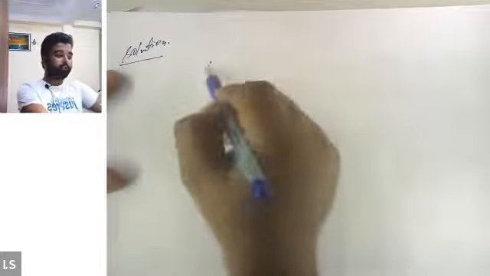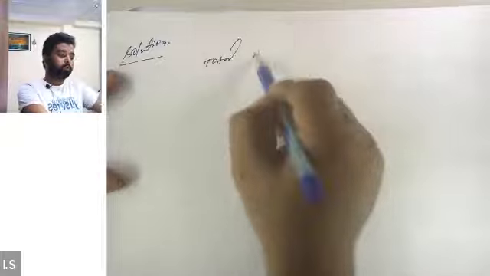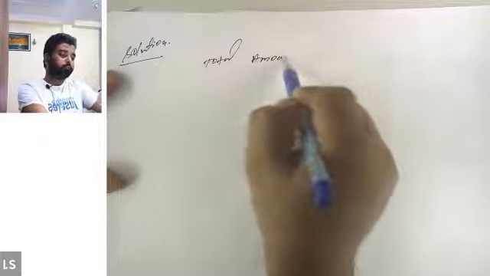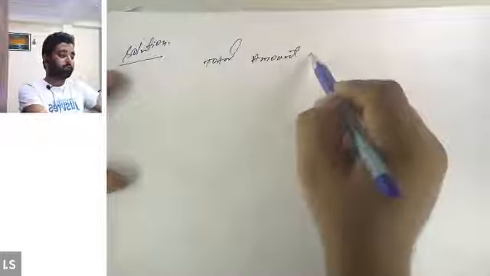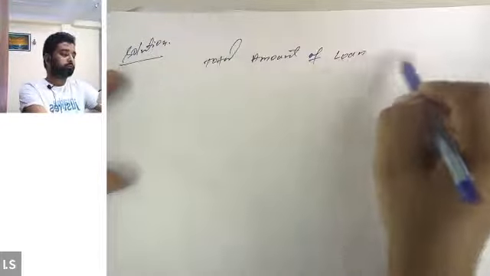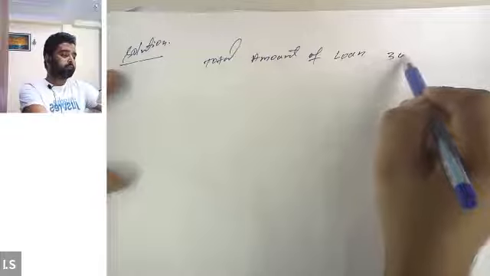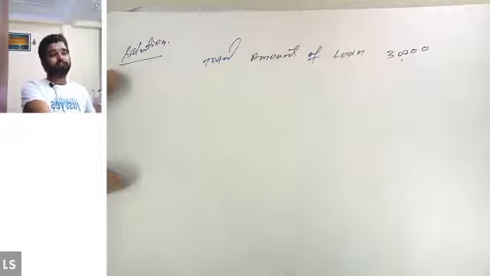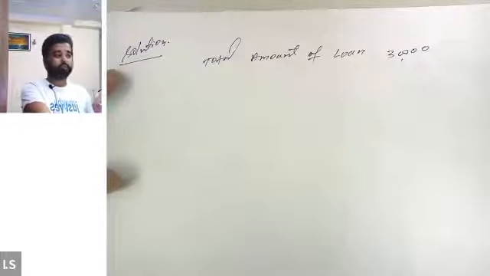So, total amount of loan. I want all of you to write it down, please. Total amount of loan is 30,000. And this loan has been given to the firm in their profit sharing ratio. That means in the ratio of 3:2.